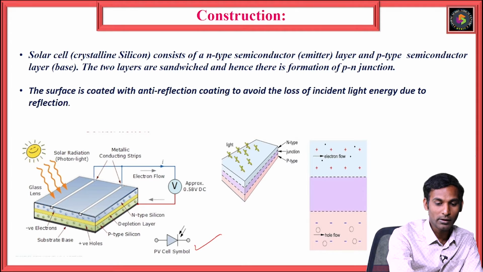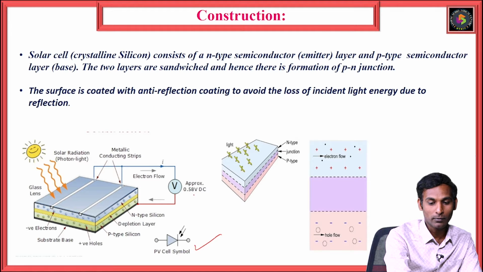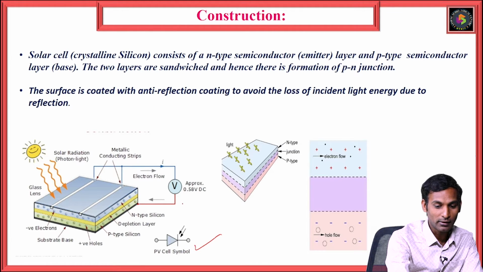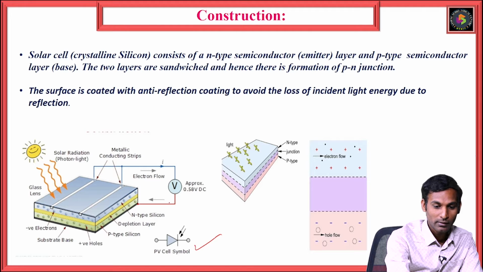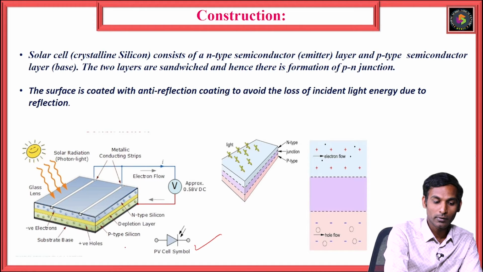So according to the definition point of view, the generation of voltage across the PN junction diode is approximately 0.58 volts DC power. This is said to be absorption of light radiation. This is said to be the generation of voltage across the PN junction semiconductor device. Okay, so the electron flow will be in this direction.